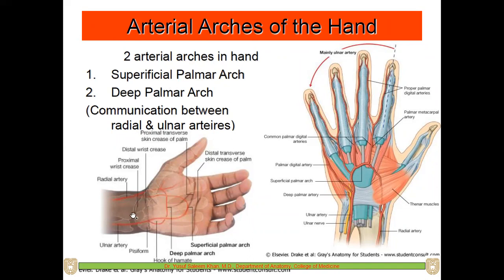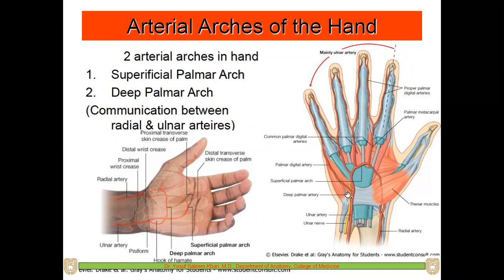So one is the superficial palmar arch, and then we have a shorter deep palmar arch. Deep because it will be deep inside the muscles, and this is superficial, just deep to the skin and the palmar aponeurosis. You can see this artery. So this anastomosis is called the superficial palmar arch.